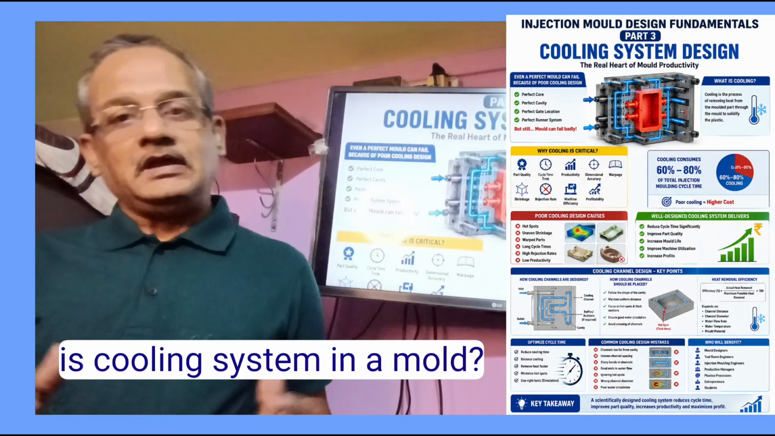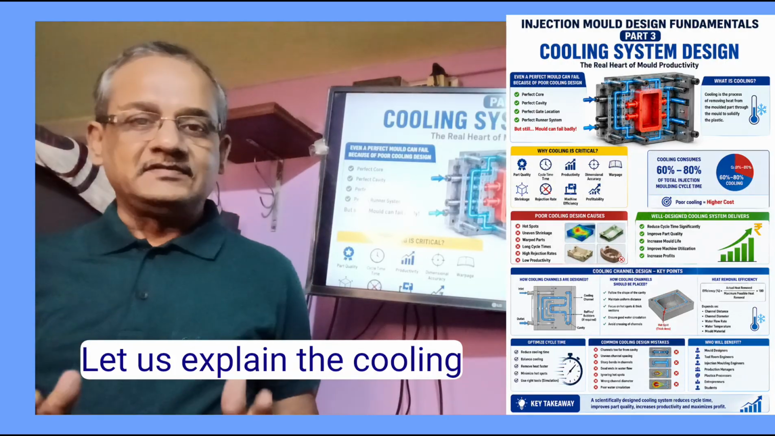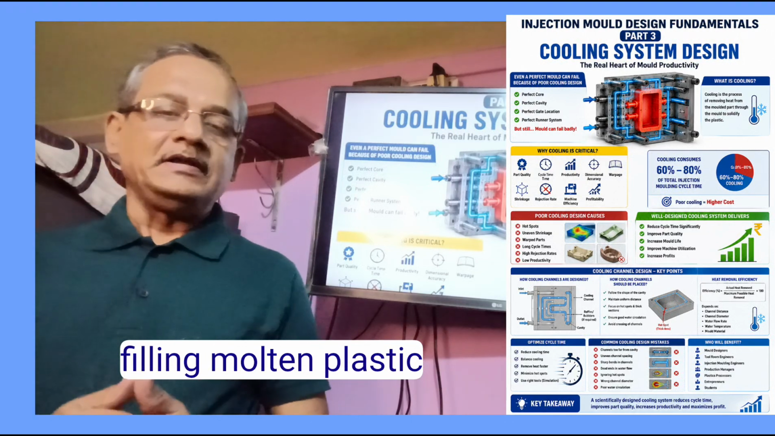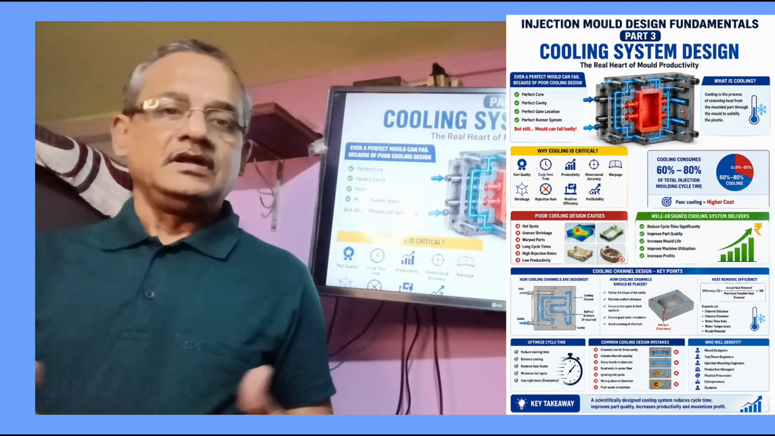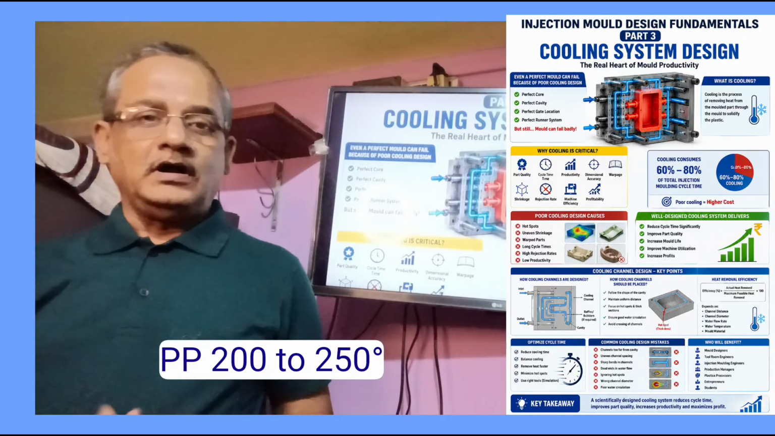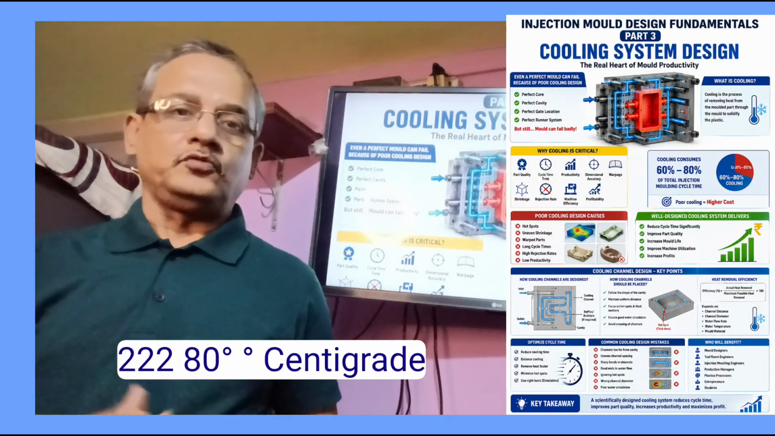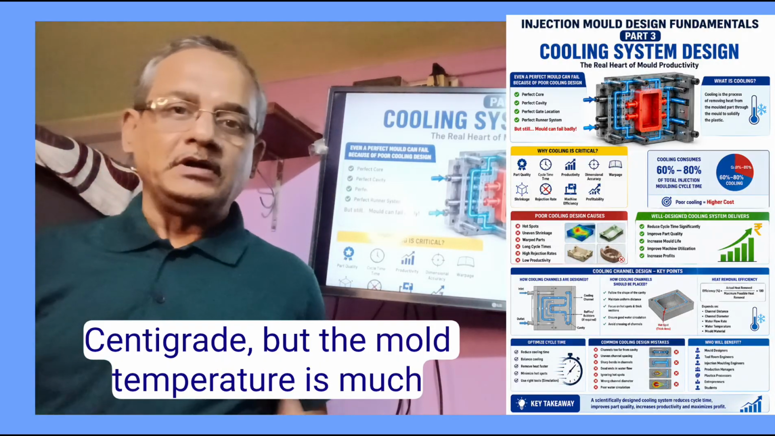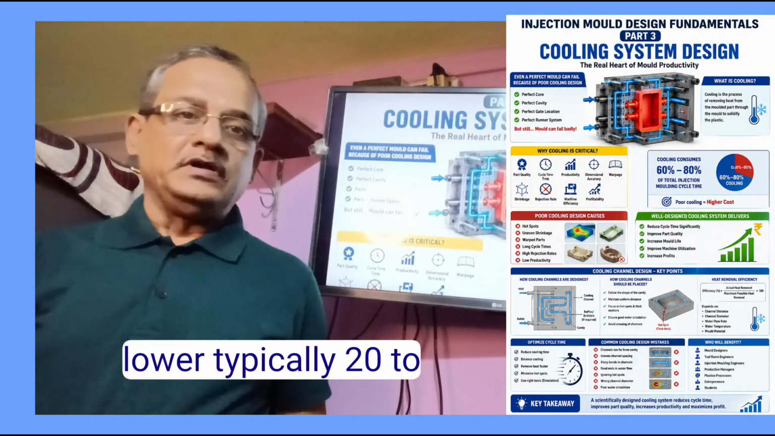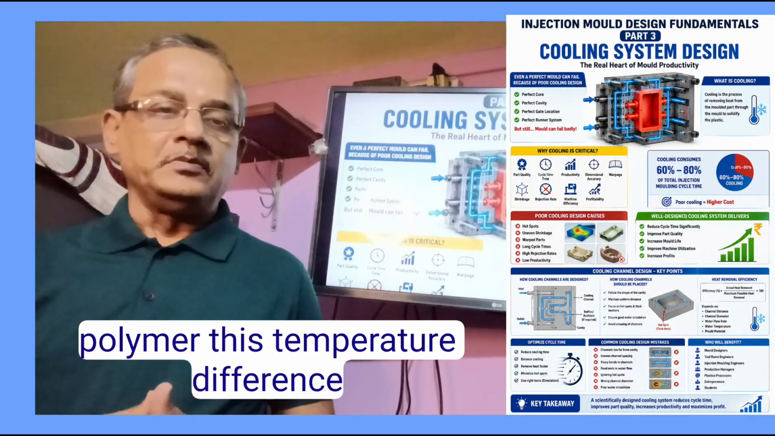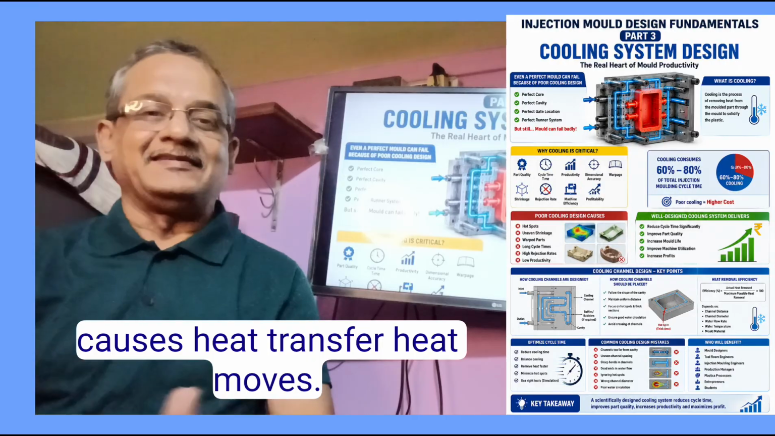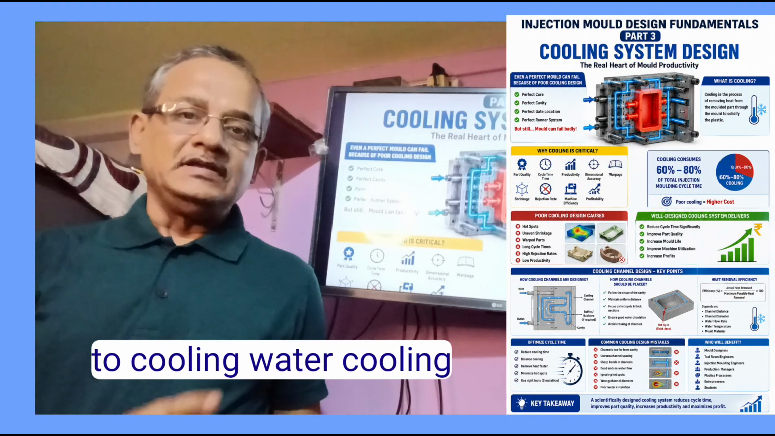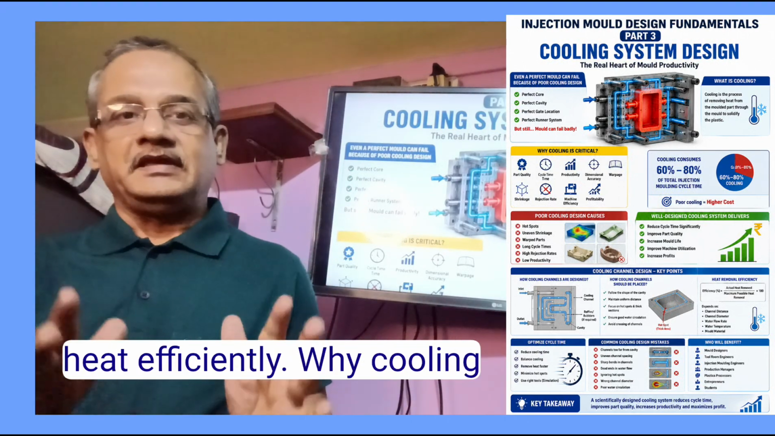What is a cooling system in a mold? Let us explain. The cooling system removes heat from molten plastic after cavity filling. Molten plastic enters at high temperature. Typical melt temperatures: PP 200 to 250 degrees centigrade, ABS 220 to 280 degrees centigrade, PVC 280 to 320 degrees centigrade. But the mold temperature is much lower, typically 20 to 90 degrees centigrade depending upon the polymer. This temperature difference causes heat transfer. Heat moves from plastic to mold steel to cooling water. Cooling channels help remove the heat efficiently.